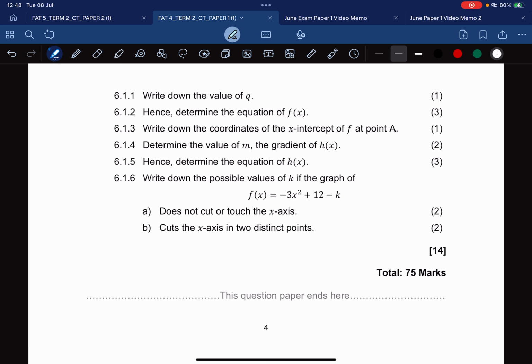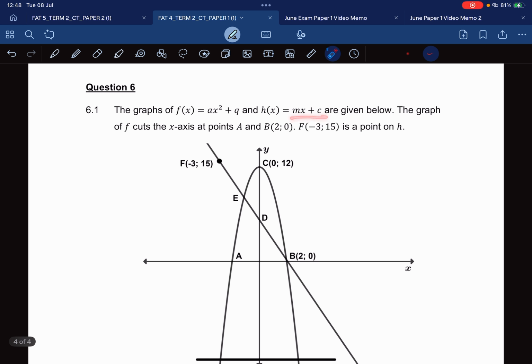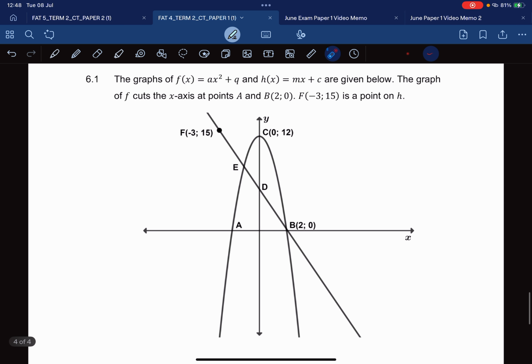6.1.4. Determine the value of m, the gradient of h of x. Right, so h of x, remember, is our straight line. So standard form mx plus c, gradient is m. So for the gradient of a straight line, I need at least 2 points. In this case, that's the only way I can get this gradient, if I have 2 points and use the gradient formula.